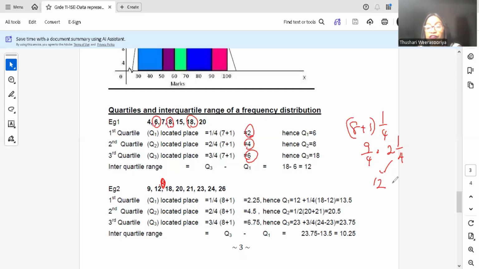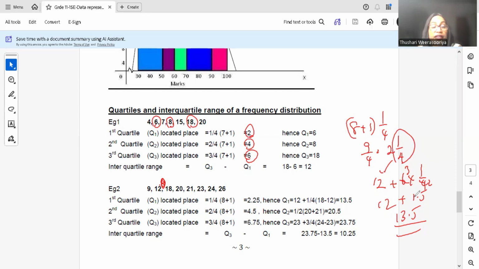18 minus 12 is 6. Plus the gap into 1 over 4. That is 6 divided by 4, which gives 1.5. Then you add 12 plus 1.5, that is 13.5. Study this carefully. Now you get the 2 and quarter number. It is somewhere here. The second number is 12. Then get the gap: the gap between 12 and 18 is 6, into the fraction 1 over 4.